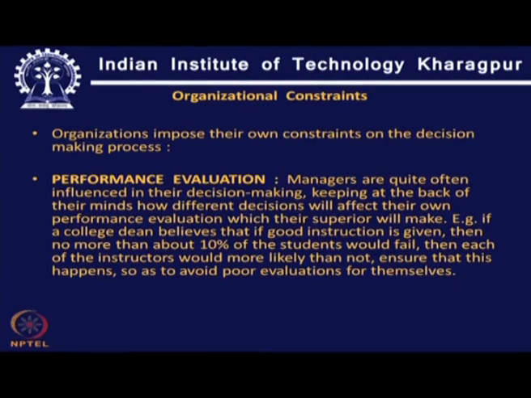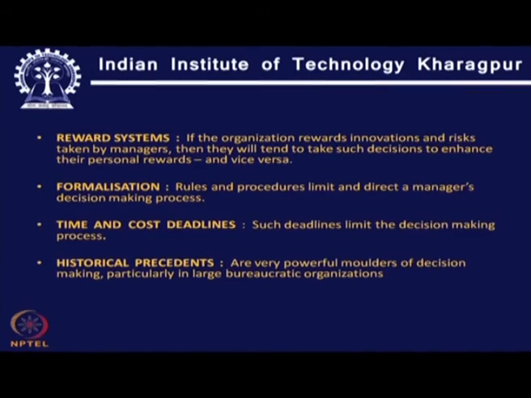So these things, like what is the influence of some aspect of the organizational phenomena in the decision making process, and one of these is the performance evaluation, of which everybody is much concerned about and doesn't want to disturb it by thinking of something very great and different. So that is called our organizational constraint, which is performance evaluation. Then next is the reward system. If the organization rewards innovations and risk taking, then they will tend to show such behavior, but if it does not, then they will not be risk taking.